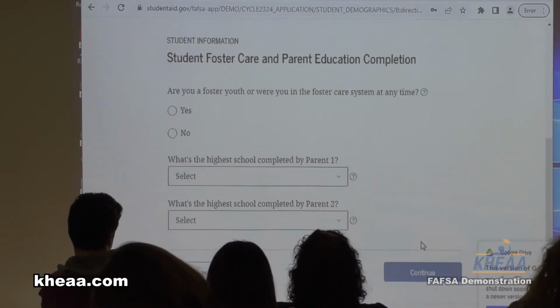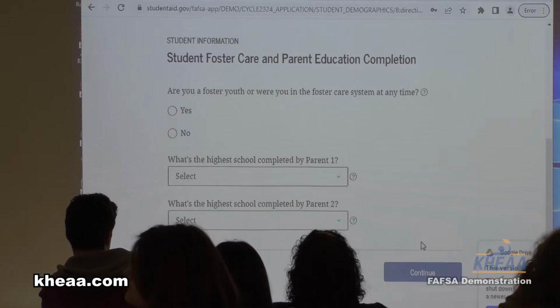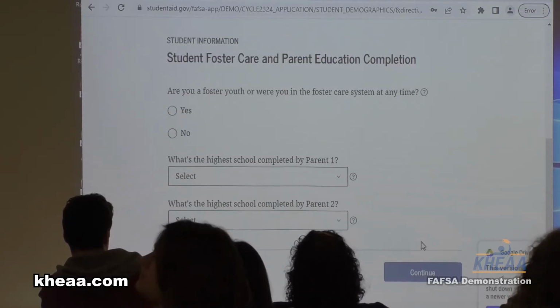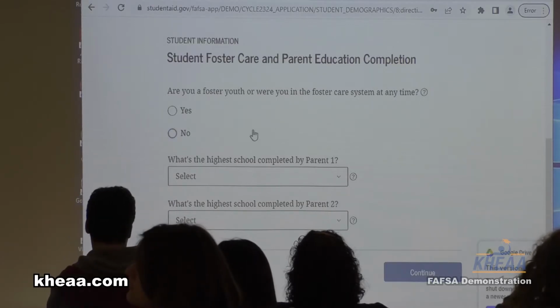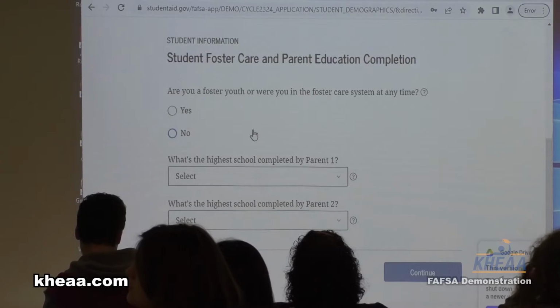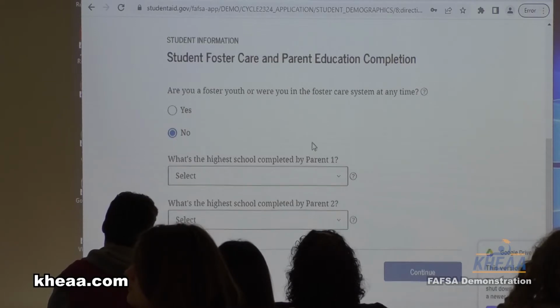All right, so this next question is, are you a foster youth or were you in the foster care system at any time? That's where you would put yes or no, and then it'll take you to another page. This really matters because if you put yes, you become an independent student. If you put no, you're a dependent. So in my case right now, just for demo purposes, I'm going to put no.